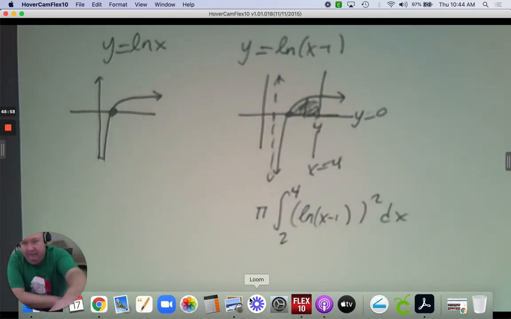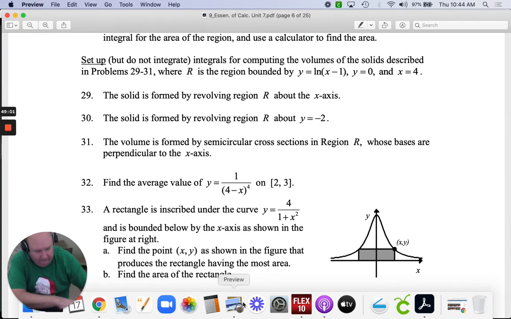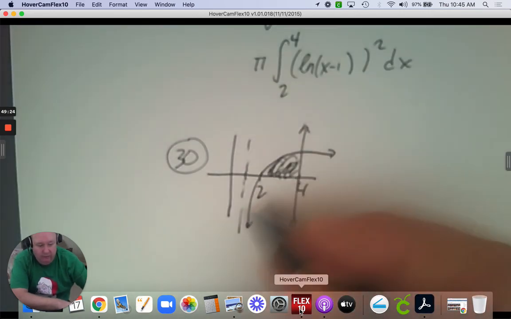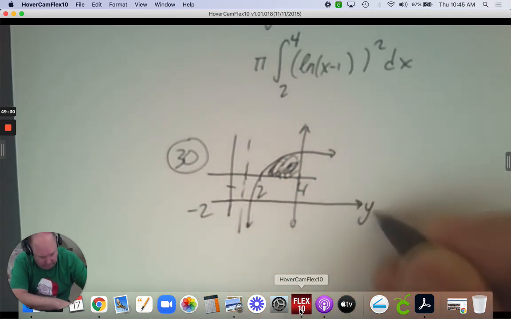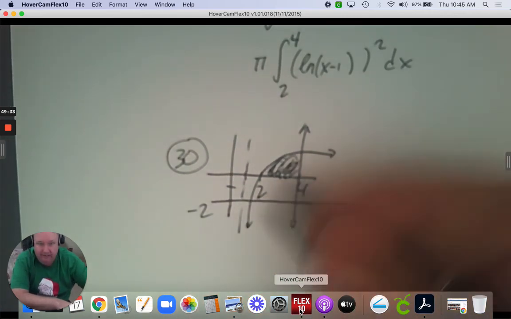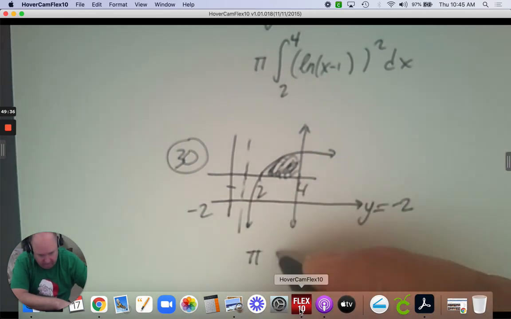That's for 29. 30, same thing. Let me redraw it again for 30. Now we're going to revolve it around y equals negative 2. So I redrew it, but now it's y equals negative 2. So if I do that, this is now going to be a washer. So we're still integrating from 2 to 4.